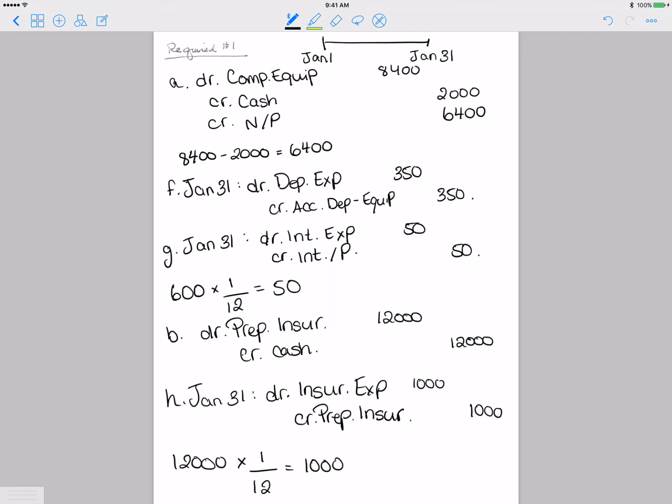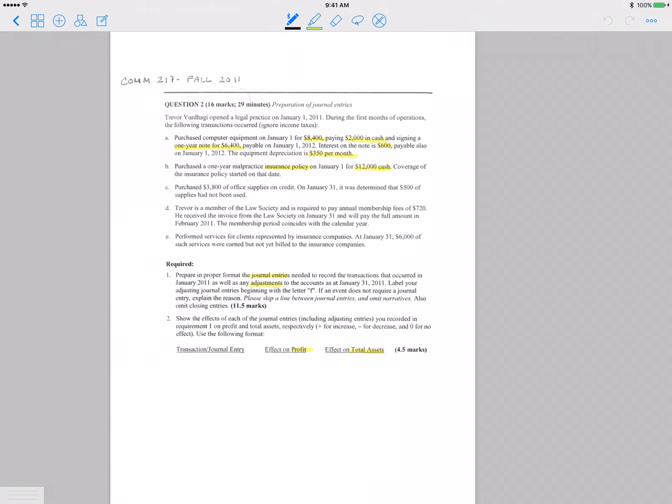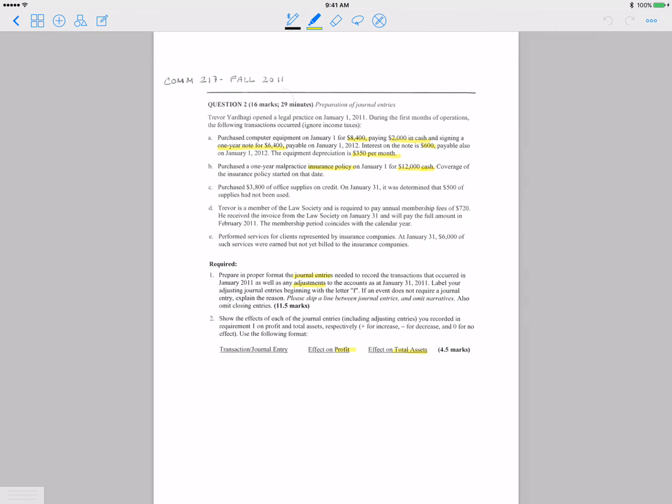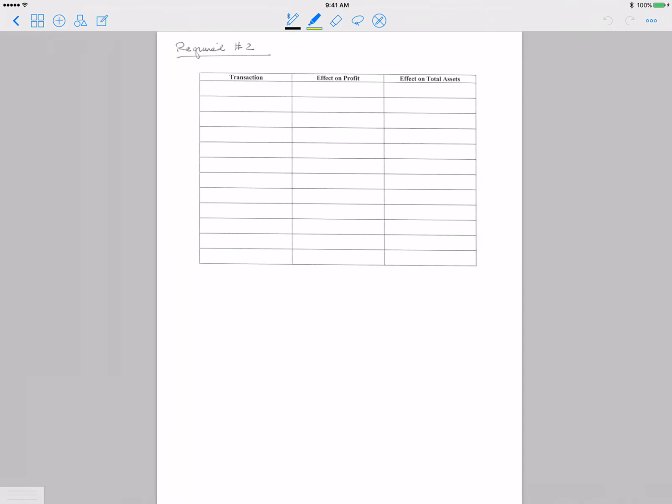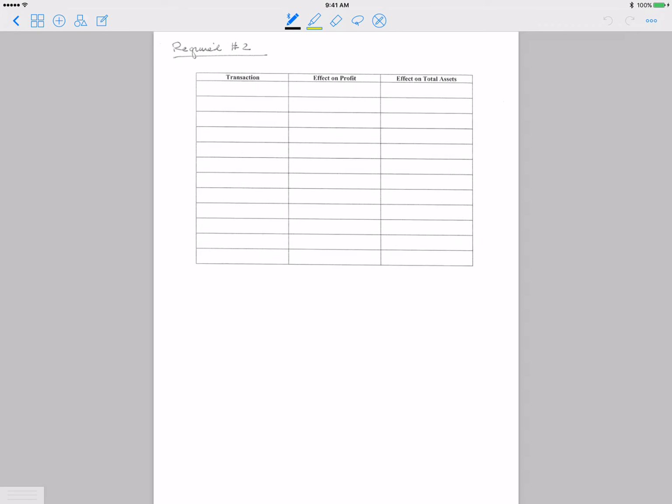Now that we're done with requirement number B, let's go to requirement C. Requirement C looks at purchases that we've made for office supplies of $3,800 on credit. They also tell us that at the end of the month, we have $500 left. For this part of the question, we are looking at part C first. Let's just record our purchases of the office supplies.